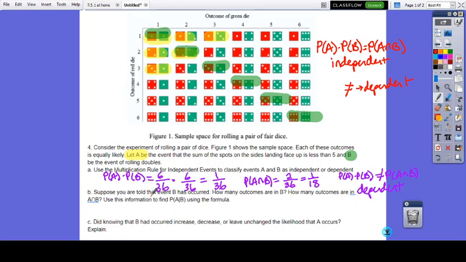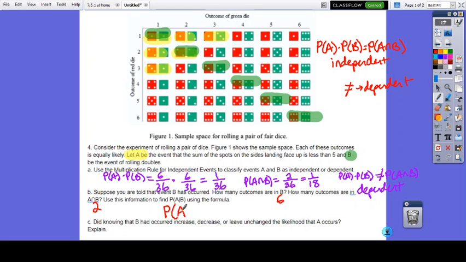Okay, letter B. Suppose that you are told that event B has occurred. Okay, how many outcomes are in B? Okay, so event B is our green. There are 6 outcomes in B. How many outcomes are in A intersect B? Okay, so we did that already. We found that there were 2. Okay, use this information to find the probability of A given B, using the formula.